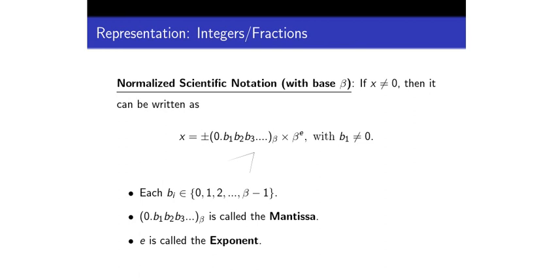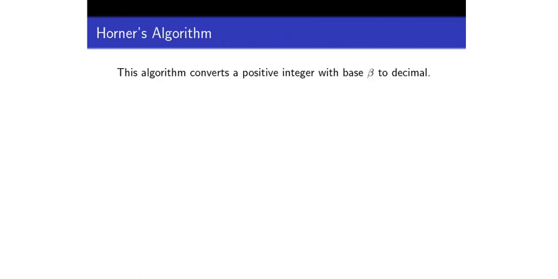Now, how does the machine convert a positive integer with any other base beta? If you have a number in base beta, how will it convert to a decimal number? The very famous algorithm for this is Horner's algorithm, and the statement is very clear: this algorithm converts a positive integer with base beta to decimal.